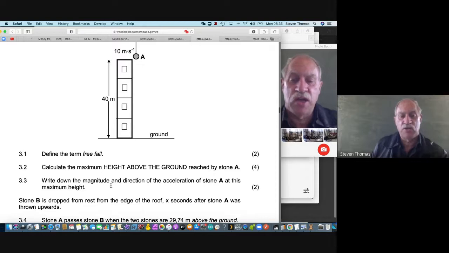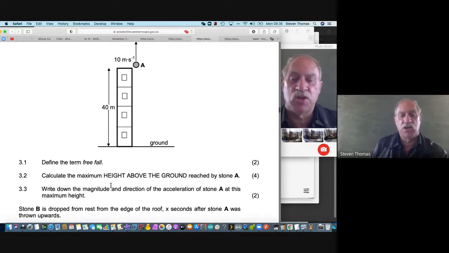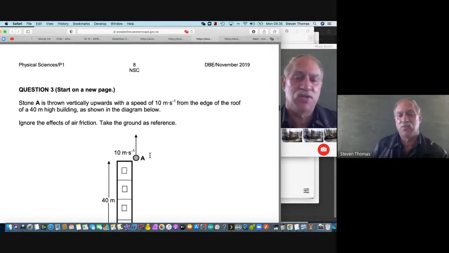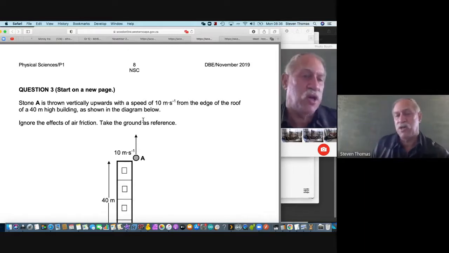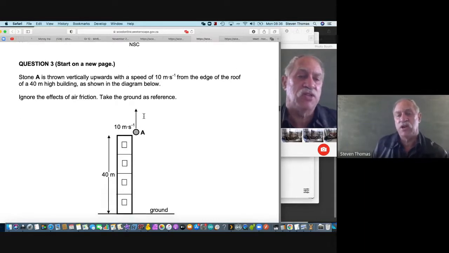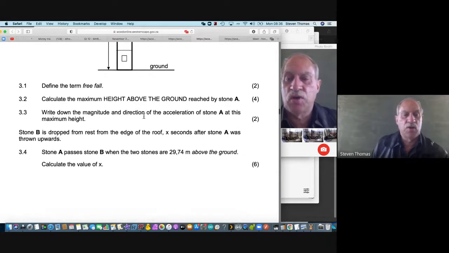Write down the magnitude and direction of the acceleration of the stone at the maximum height. You see, they always try and catch you with this question if you've been through this a few times. Acceleration of any object in free fall, whether it's going up, down, or just reached the top, is always minus 9,8. The acceleration doesn't change. So the magnitude is 9,8. The direction is down.